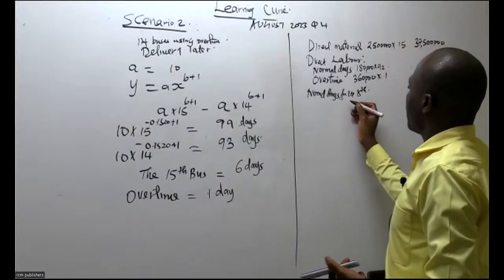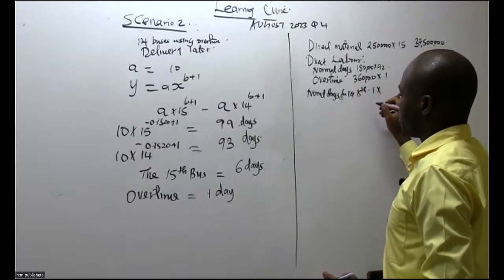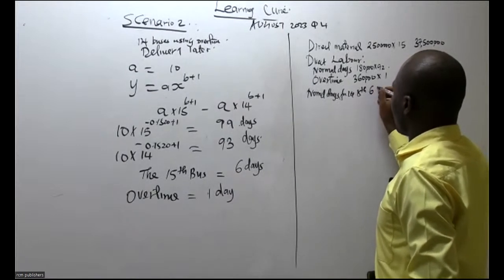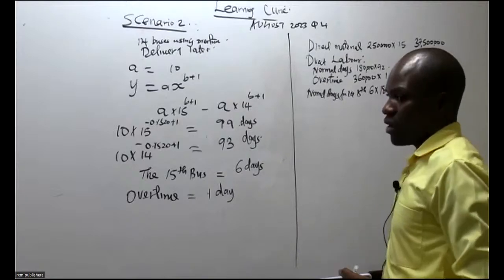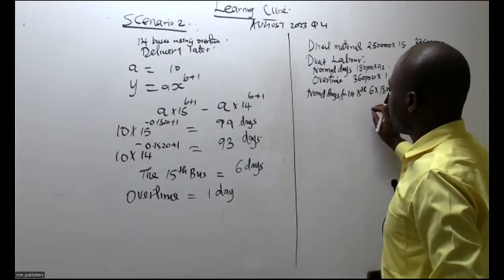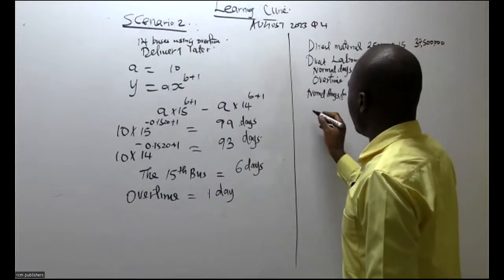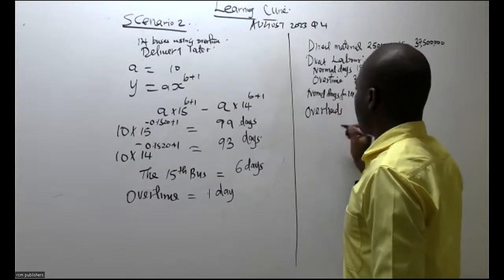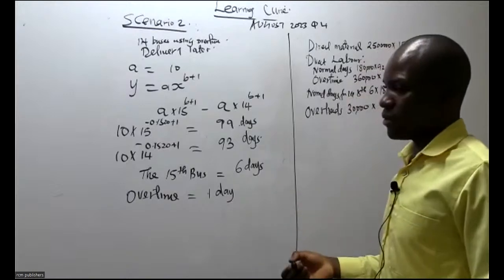So I will be taking that one bus multiplied by the number of days, which is 6, I multiply by the normal rate per day. So that one will give me the direct labor. Then I need to have overheads. Sasa hapa nitashika watu. Overheads are allocated at 30,000 shillings per day for the normal working days.